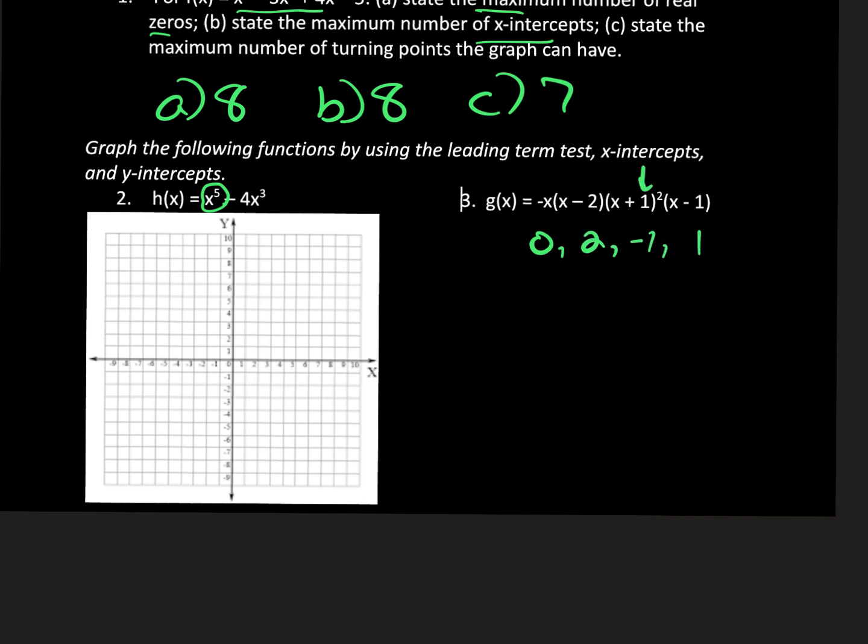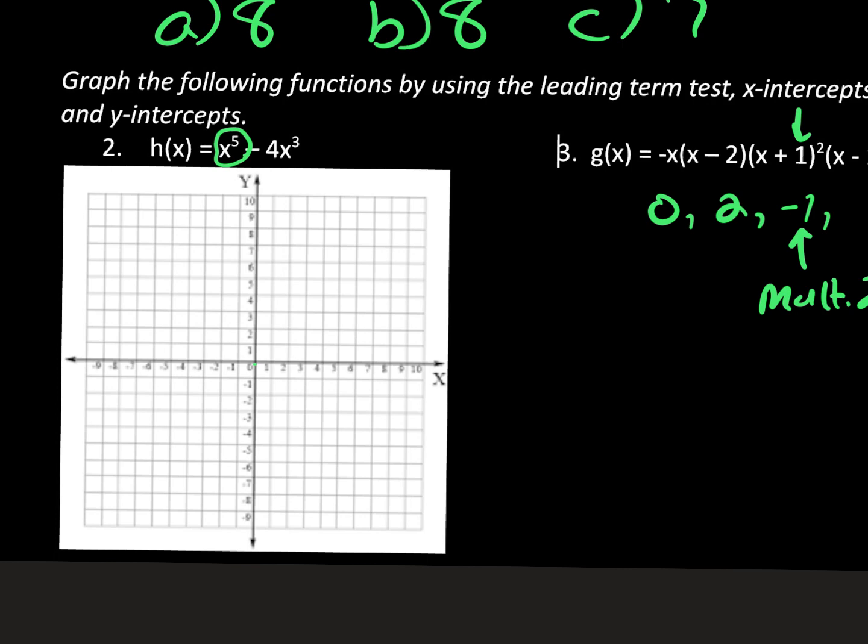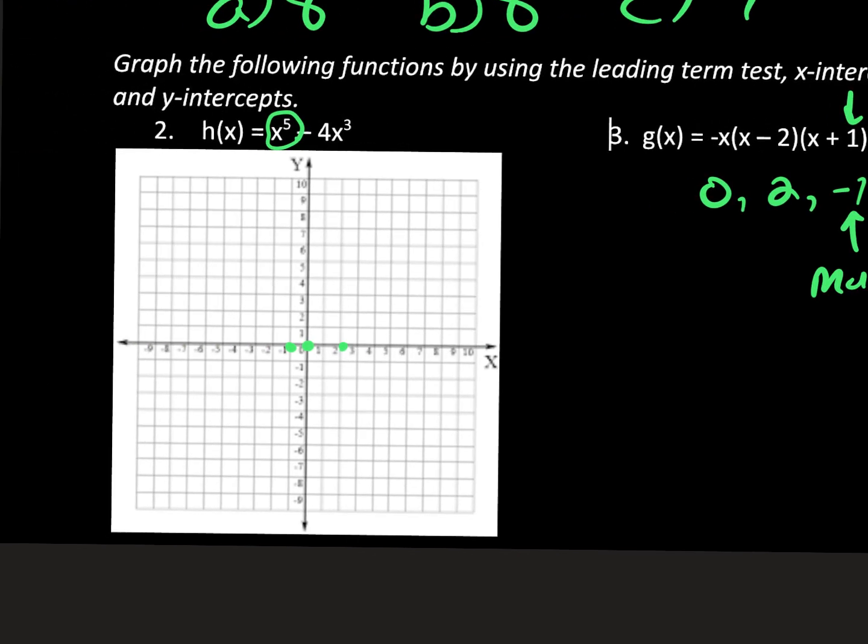Now, this one right here, that negative 1 has multiplicity 2. And what that tells me, if it's even, it's going to bounce off the negative 1. So I'm going to put those points on my graph here. Put a point at 0, put a point at 2. Oh, these are really close together. I need to make those a little smaller, or maybe I can make this bigger. There we go. 0, 2, negative 1, which is over here, and positive 1, which is right there. They're all right next to each other.